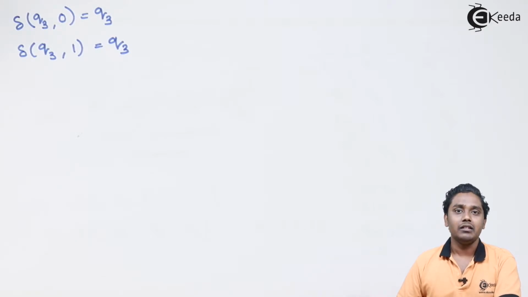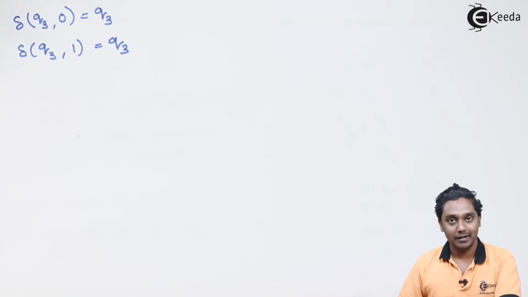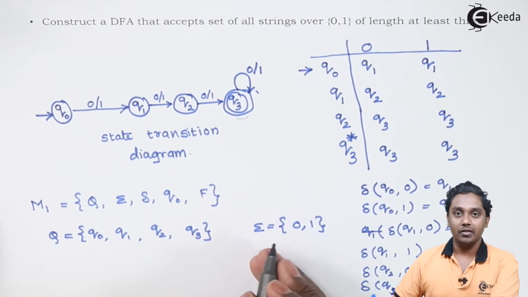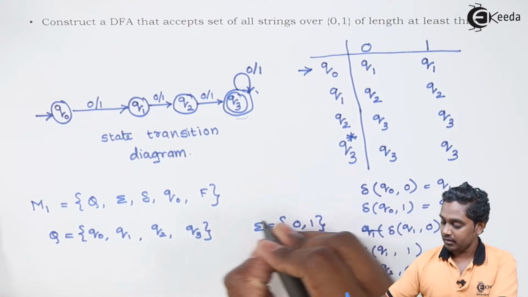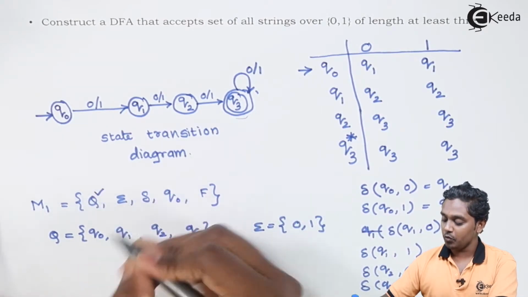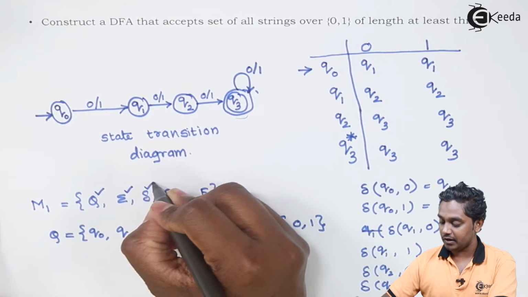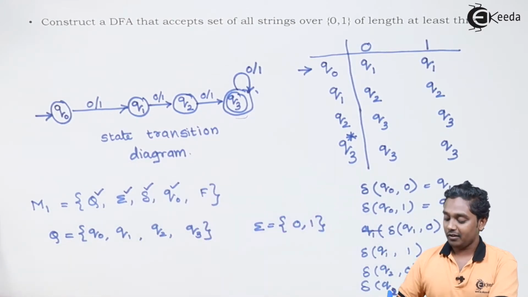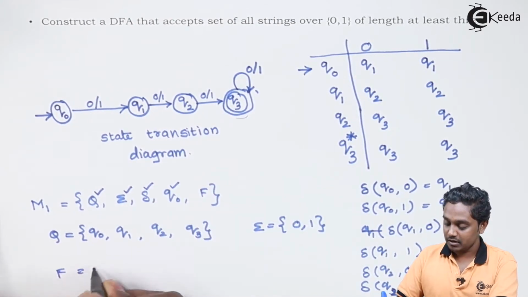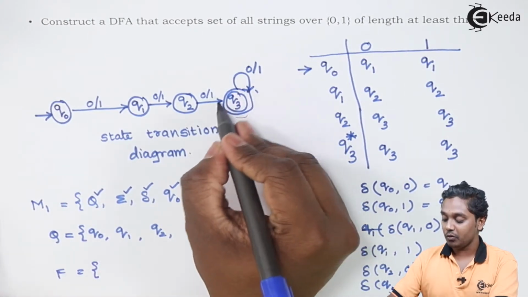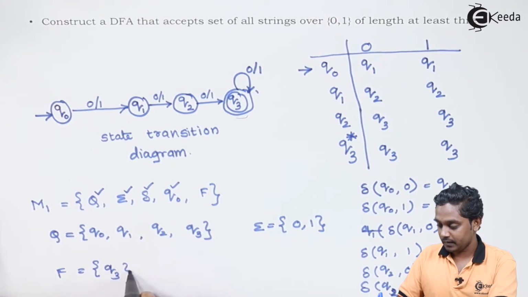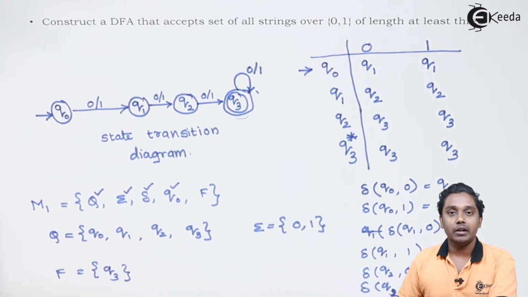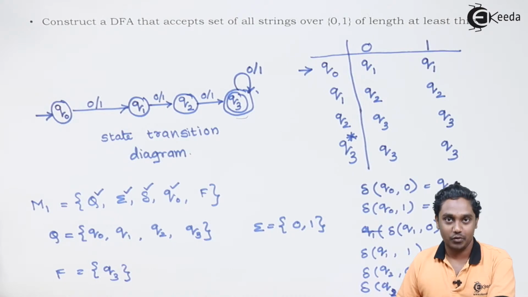Now let's see the rest of the components. We have defined delta. Now let's see the initial state and the final state. As we already discussed, the initial state over here is Q0. We have discussed Q, sigma and delta. Now Q0. What is F? F is the set of final states. Now which are the final states over here? There is only one final state, that is Q3. So here we will have Q3. With this, we are done with the first example. Let's see the next one.